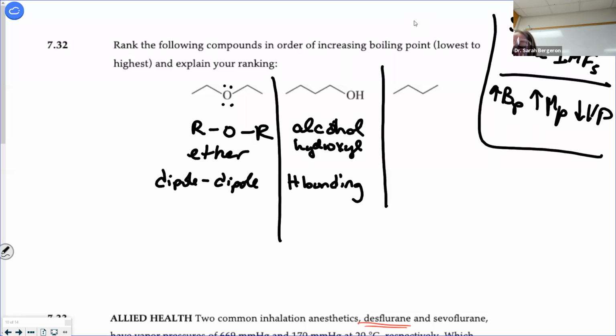Can you tell me how many hydrogen bonds can form in this molecule? Remember, you have 1, 2, 3, 4 lone electrons, so you have 2 lone pairs. How many hydrogen bonds can you make? You have 2 acceptor sites and you have 1 donor. The hydrogen is the donor, the lone pairs are acceptors. So you can make 3 hydrogen bonds.